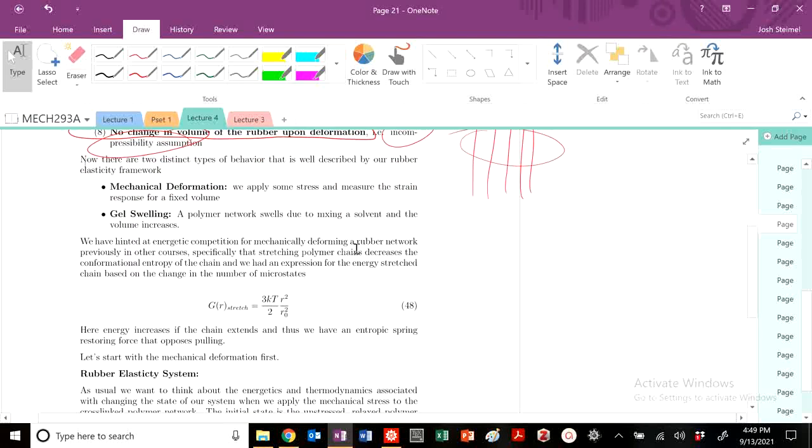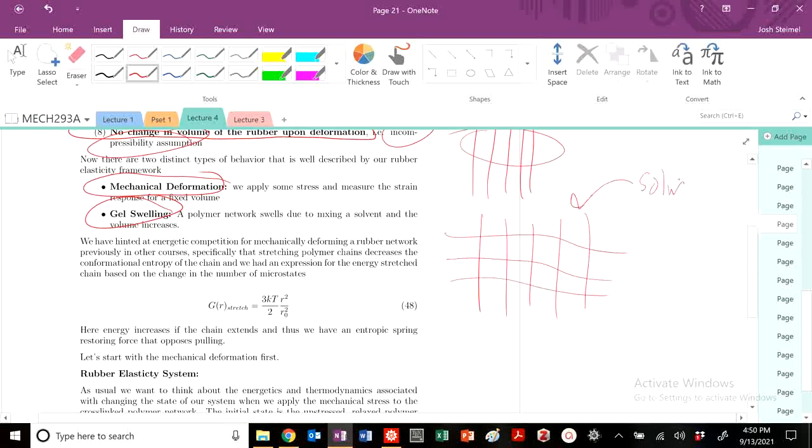This entire framework is going to allow us to describe two different systems: mechanically deforming a gel or a rubber elastomer, and gel swelling. Often when you deal with a polymer network, if I have this crosslink network and I mix it with a good solvent, those chains want to interact with the solvent and they swell up. But if that polymer or elastomer is hydrophobic and you put it in water, it's a bad solvent and it's going to collapse in on itself. So this same framework can describe these two very different processes.